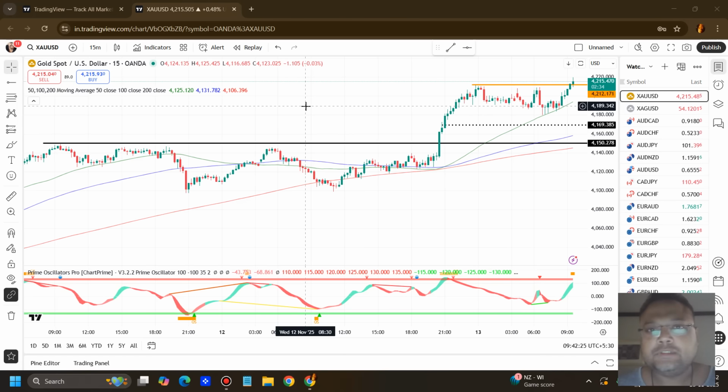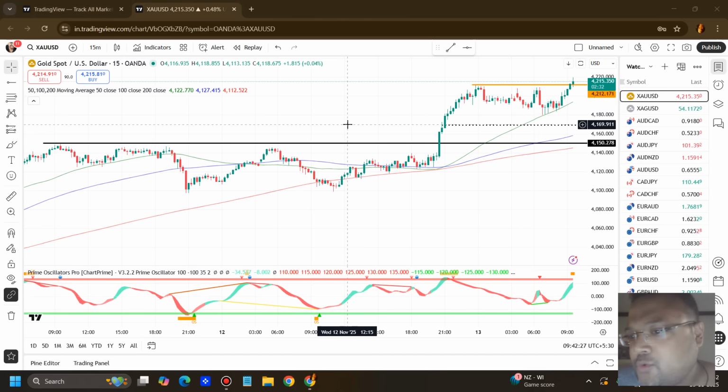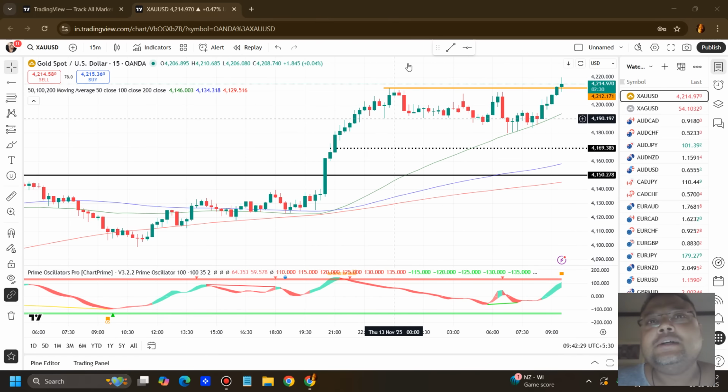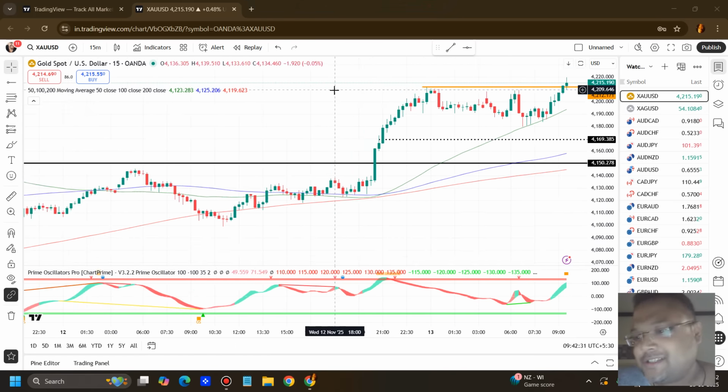So let's get started. And my dear friends, this is a 15-minute chart of gold in front of us, and we can see that gold is trading above 4200.